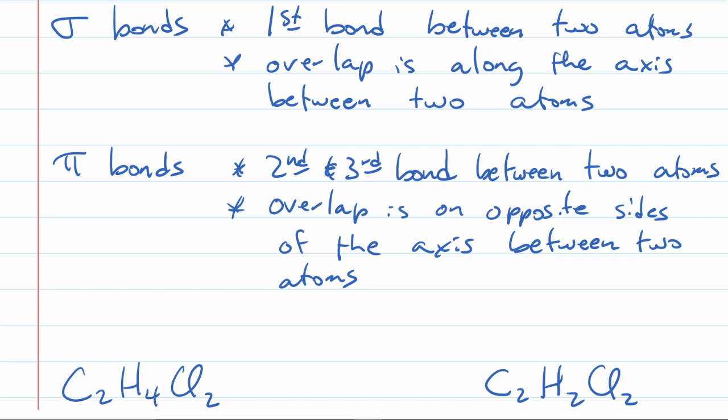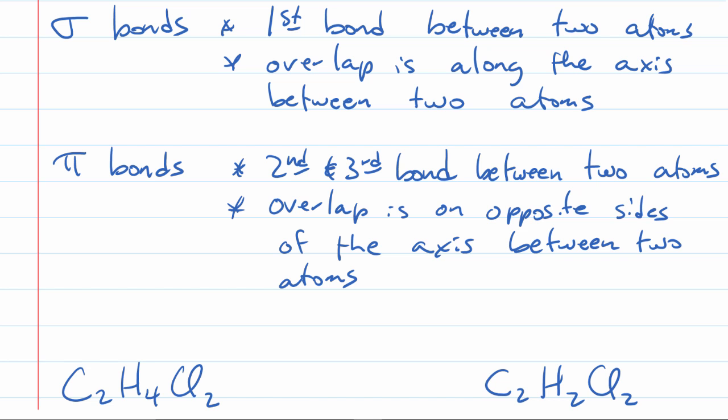It gets removed. So basically, if we have a sigma bond, again, the first bond between two atoms, it's always going to be along the axis. If we have a double bond, the first bond is always going to be a sigma bond, the second bond is going to be a pi bond, and if we have a triple bond, the first bond is going to be a sigma bond, the second and third bond are going to be pi bonds. And so again, it's important to note here that if we have a pi bond, the overlap is on opposite sides.